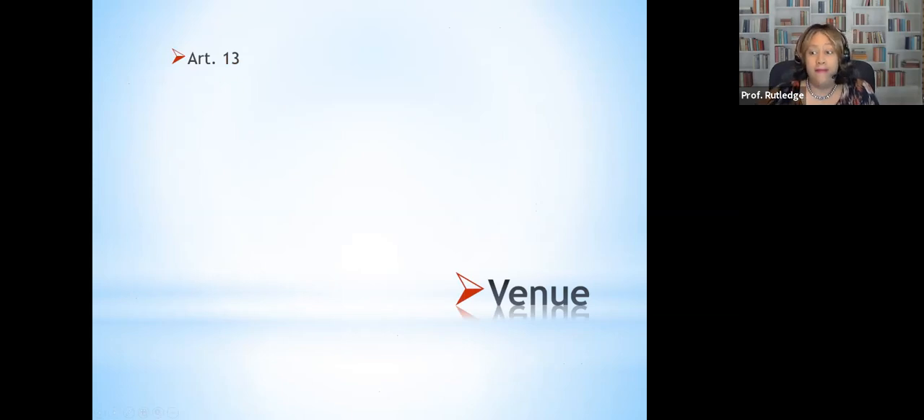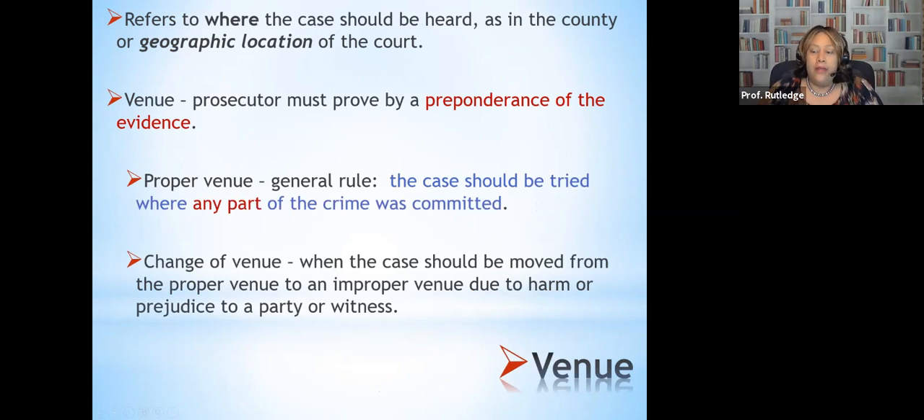Let's talk about venue. Venue is covered under Article 13 of the Code of Criminal Procedure. And if you look at the code, you'll notice that there are lots of different venue statutes available. What you want to focus on is the general provision. Venue refers to where the case should be heard, like the county or geographic location of the court.